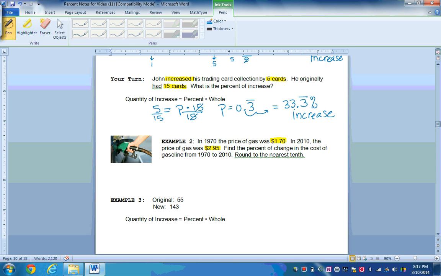So look at the 2 numbers that we have. In 1970 was our starting number, $1.70, and in 2010 is our ending number of $2.95. In order to figure out how much it went up by, we will have to subtract these 2 numbers. So $2.95 minus the $1.70. That will equal my percent times my whole, which is my starting amount, and that was $1.70.